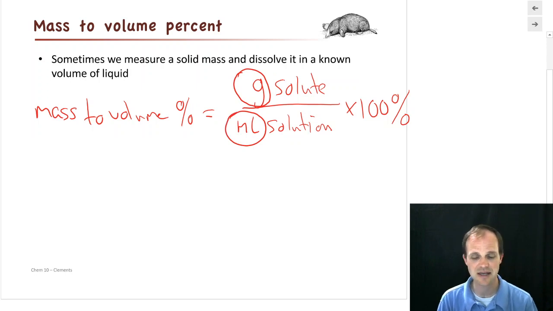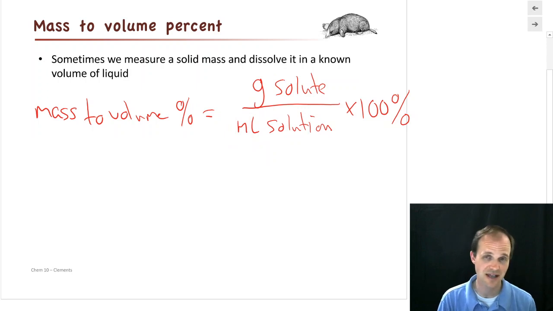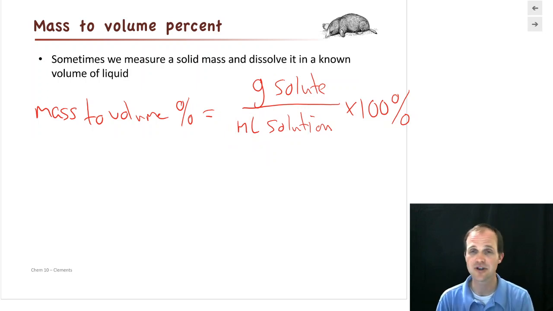It's grams and milliliters. These units do not cancel. Grams doesn't cancel milliliters, so technically mass to volume has units at the end, but no one ever includes them. They're just assumed that you know that they are grams and milliliters. While in the other two, the mass to mass and volume to volume, you could use other units, kilograms, milliliters, or liters. It's fine. Here you have to use grams and milliliters very, very specifically.